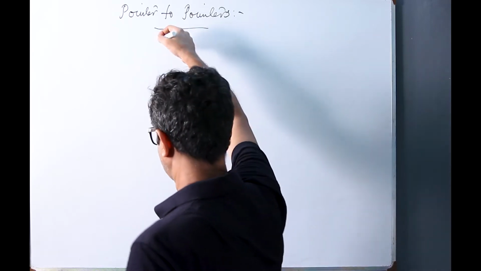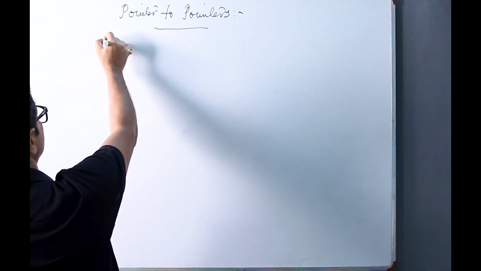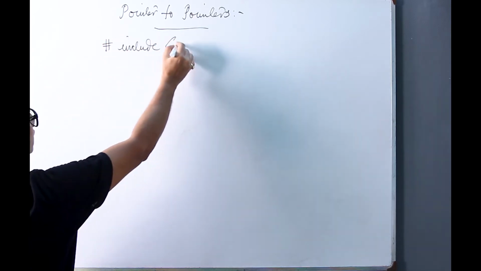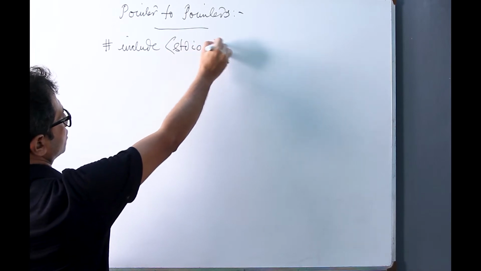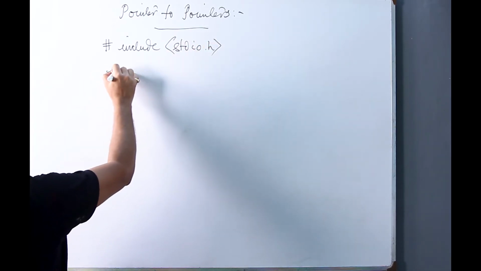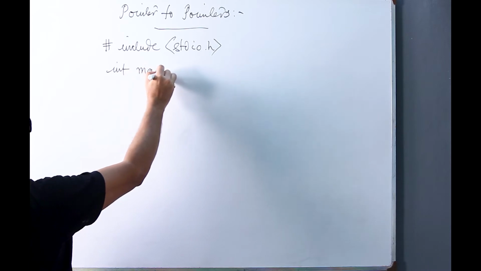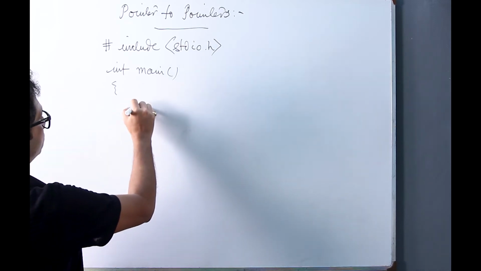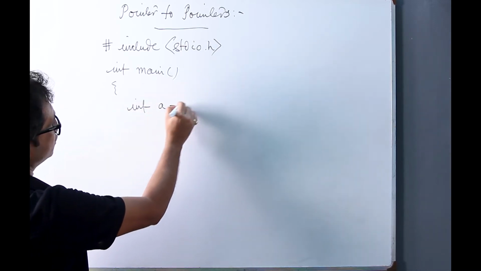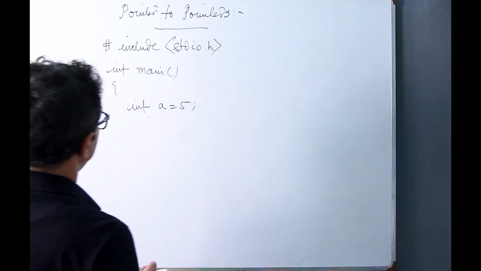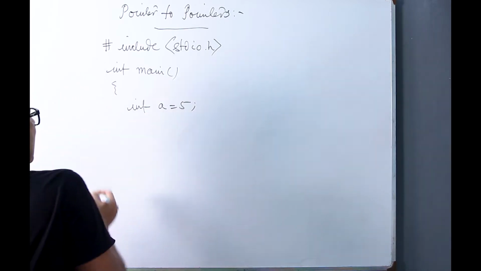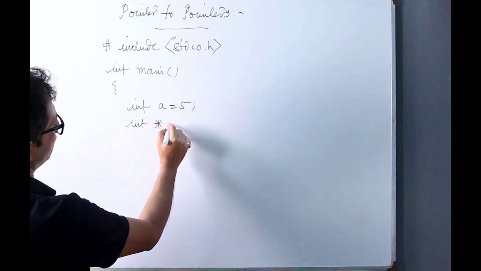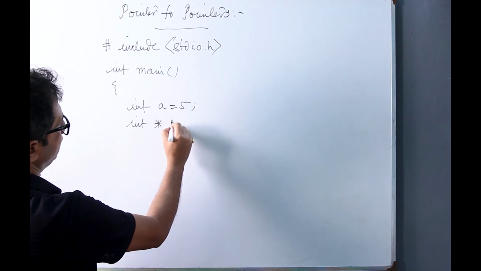So suppose I'm writing here #include <stdio.h>, and then I write the int main section, and I take a variable, suppose int a = 5 or any other value. Now I will take one pointer variable, suppose like this, int *p.